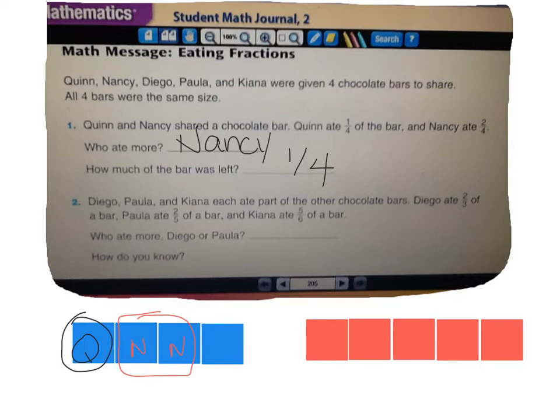So if we look at problem 2, we have Diego, Paula, and Kiana each ate part of the other chocolate bars. Diego ate 2/3 of a bar, Paula ate 2/5 of a bar, and Kiana ate 5/6 of a bar. Who ate more, Diego or Paula, and how do you know? So if you recall, we started with 4 chocolate bars, right? We know that Quinn and Nancy already split 1 of them. There's 3 left.